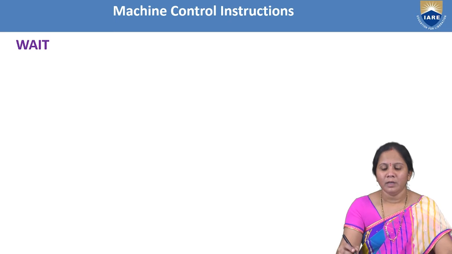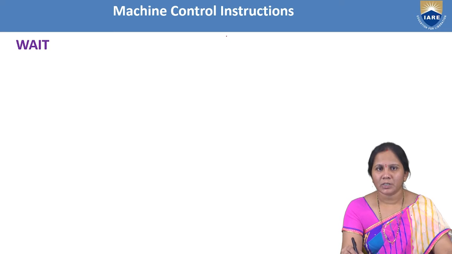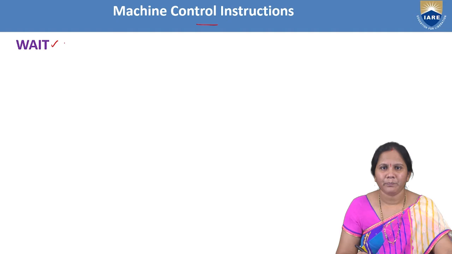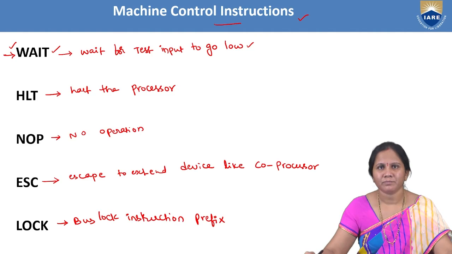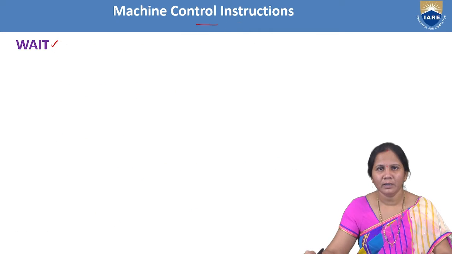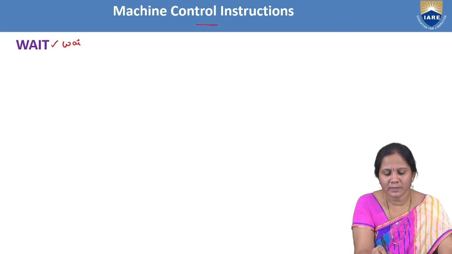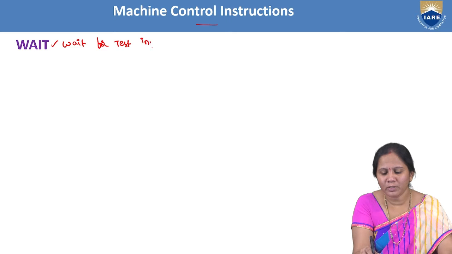Now, let us discuss each instruction in detail. Here in the machine control instructions, the first instruction is WAIT. As we have seen here, WAIT represents wait for the test input to go low.